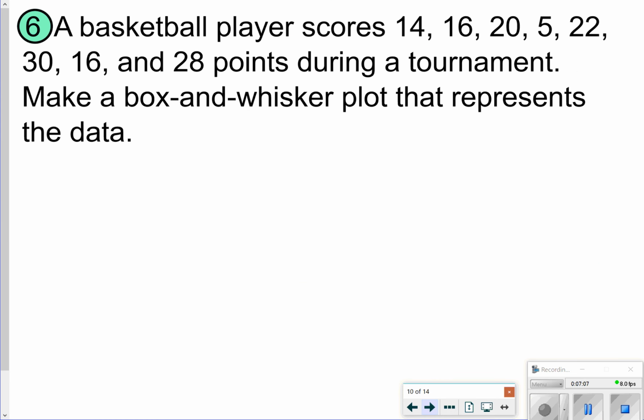Here's the next one you're going to try. It says make a box and whisker plot of the scores. You still have these same scores on your sheet: 14, 16, 20, 5, 22, 30, 16, and 28 points during a tournament. So let's go ahead and pause here so you can try it. And once you're done, click play to check your work of your box and whisker plot.